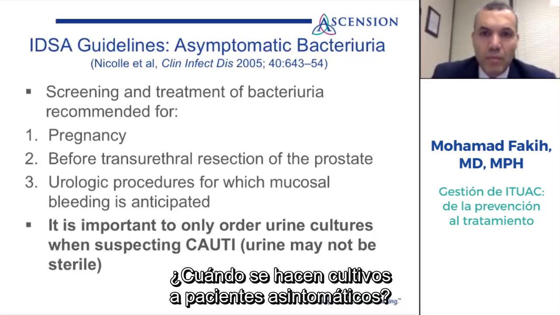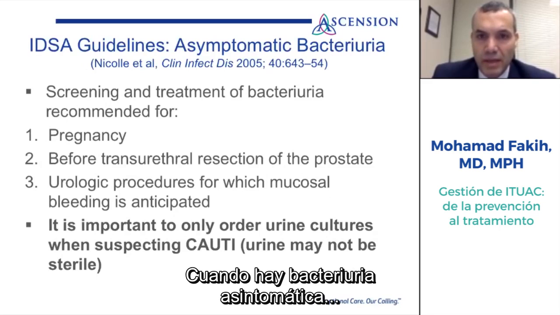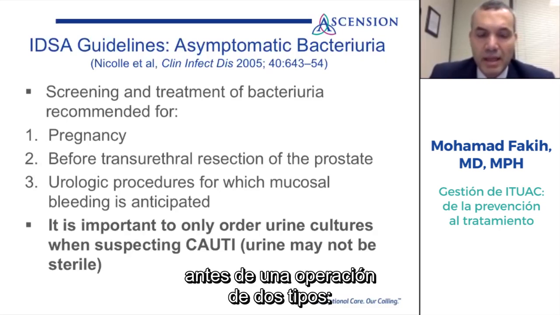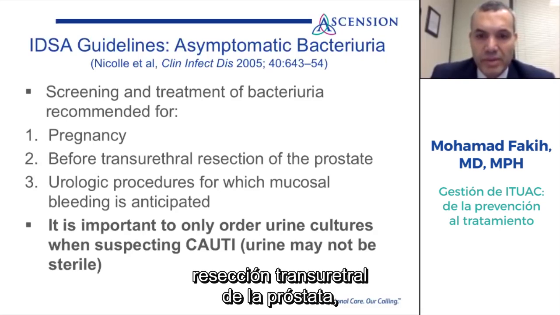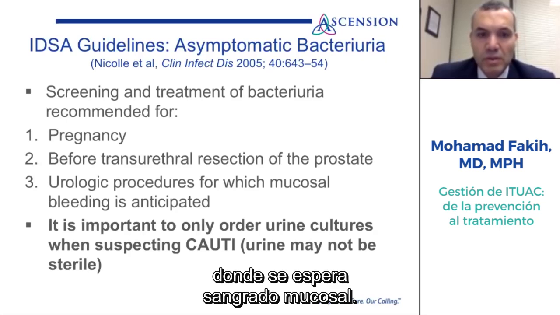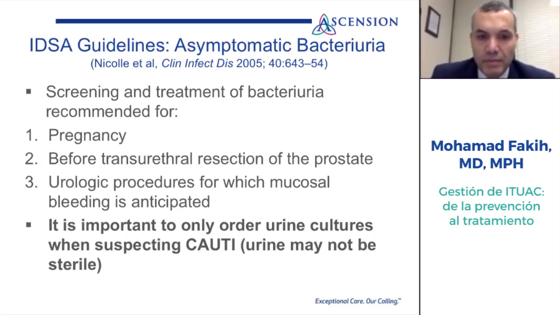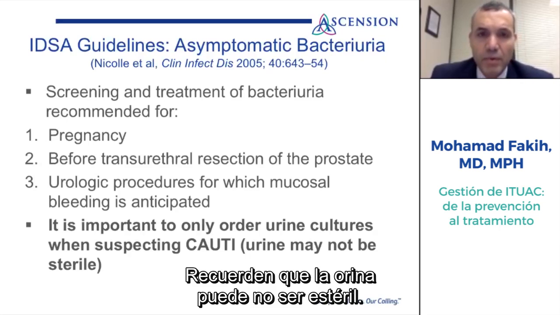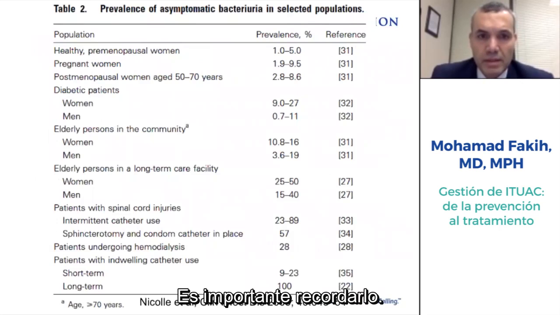The only time where you do cultures in asymptomatic patients, so look, and you have asymptomatic bacteriuria and you treat, is for pregnancy, before surgery in 2 areas, either before transurethral resection of the prostate or a urologic procedure where you expect mucosal bleeding to happen. So it's very important to only order urine cultures when you're suspecting catheter-associated UTI. And you have to remember, the urine may not be sterile. So this is the main thing that you have to remember.